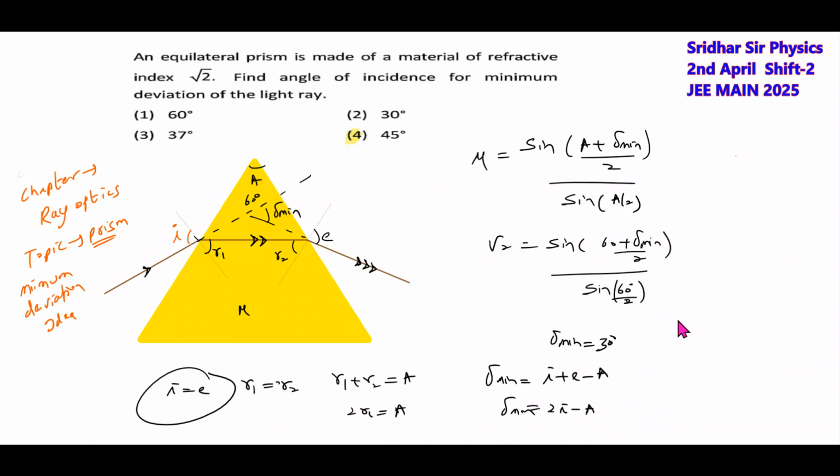So what is the delta minimum? Delta minimum we already know is 30 degrees, and the angle of prism is 60 degrees. So the angle of incidence will be 45 degrees. Now these are the concepts of minimum deviation.